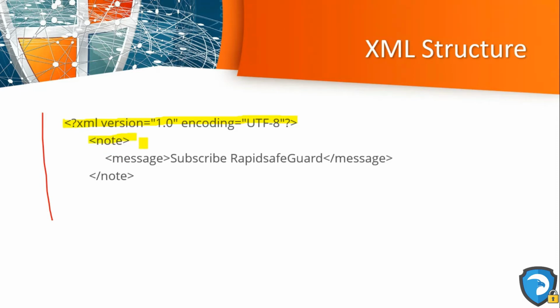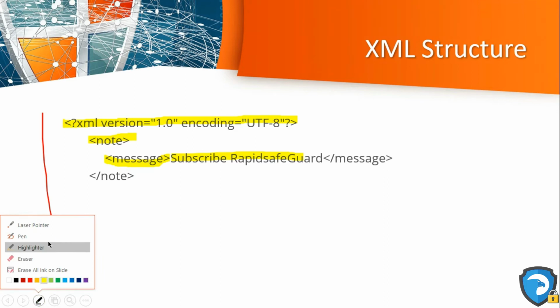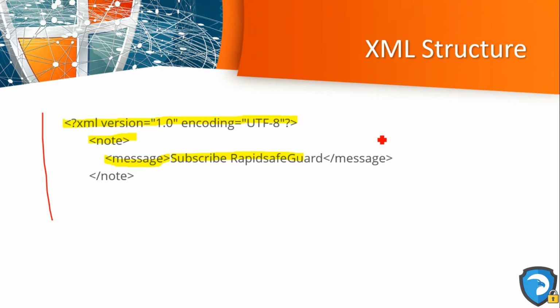The second row is a note, which is a root element. The third line is a child element called the message tag, and in between the message tag there is a string, which is the actual message. So our actual message is Rapid Safeguard. First line is the XML declaration, second line is the root element, and third line is the child element. So this is the structure of XML.